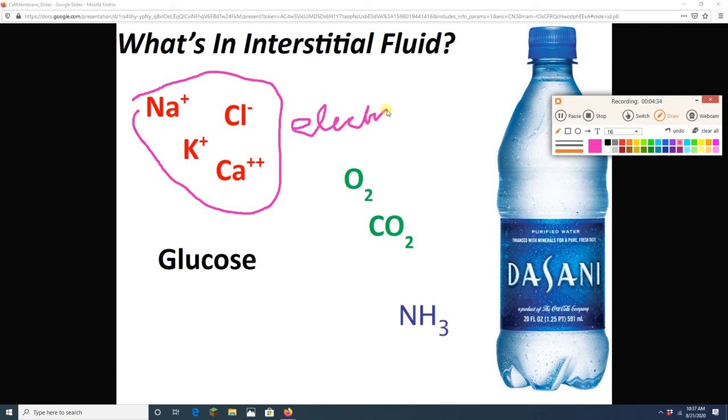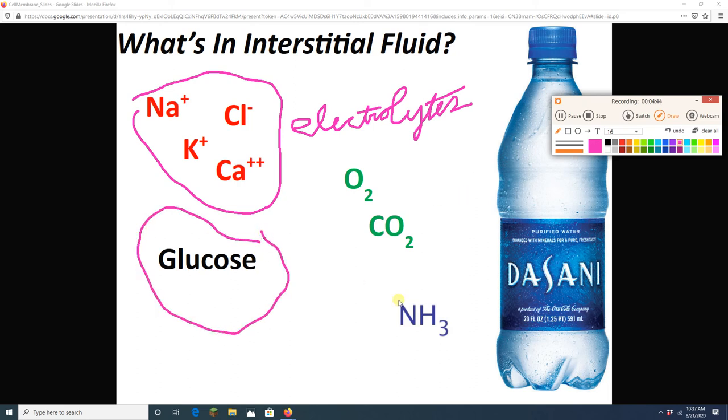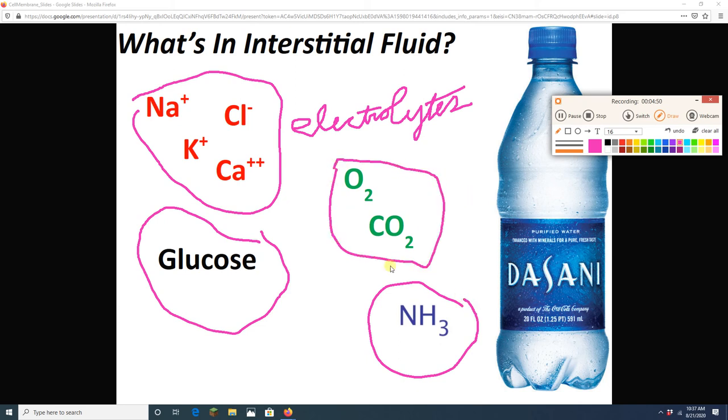Electrolytes. My handwriting, when I write with the mouse, it's just atrocious. Electrolytes. I can read that though. Sugar, like glucose. Wastes, like ammonia. Gases, these two gases that we know and love. So all this stuff and more is in interstitial fluid.